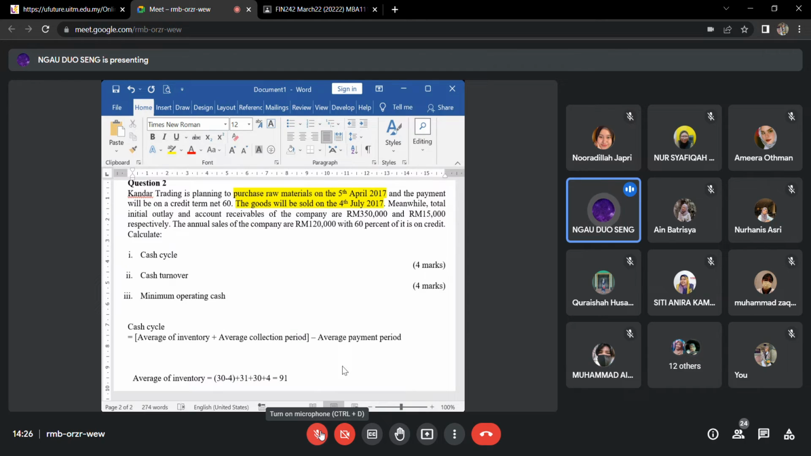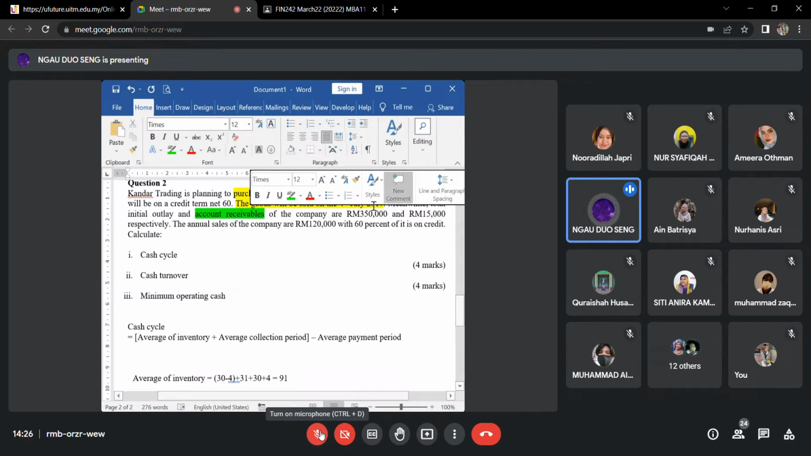Okay, so next we calculate the average collection period. So again, we read the question. Meanwhile, total initial outlay and account receivable of the company are 350. So this one, they give account receivable. So account receivable is 15,000. Be careful here, 15,000.